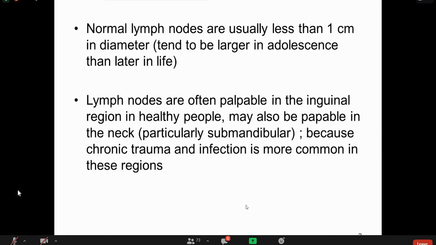We should understand the dynamics and morphology of the lymph node: it is usually less than 1 cm in diameter, but it tends to be larger in adolescence than later in life. Lymph nodes are often palpable in the inguinal region in healthy people, and may also be palpable in the neck, particularly the submandibular, because chronic trauma and infection is more common in these regions. Let me recall with you that we have a group of lymph nodes in the cervical region, the abdominal region, and then the axillary and the inguinal region.